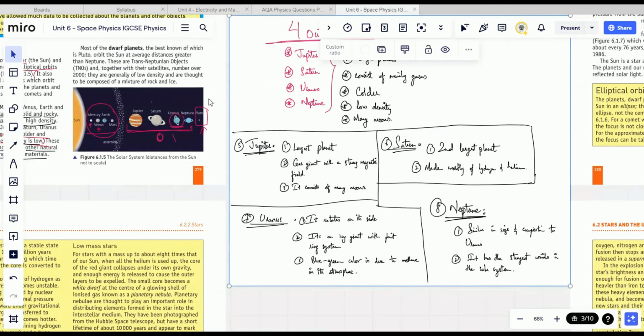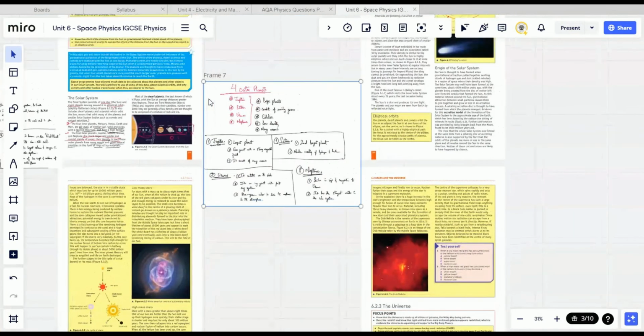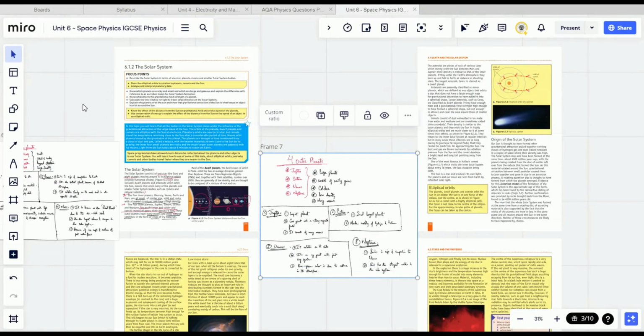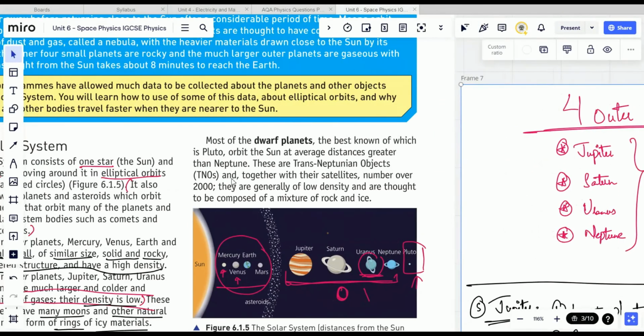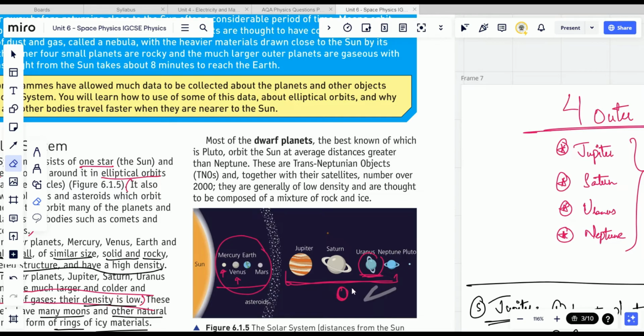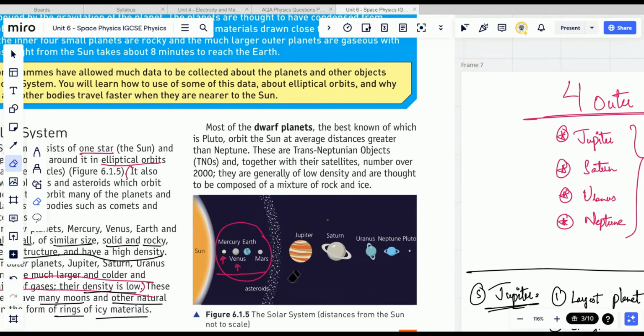Okay. Now that's pretty much about the planets. We have talked enough about the planets. Let's talk about this part, the dwarf ones. There are many other dwarf planets in our solar system which we don't talk about. But the most famous one is Pluto, because it was a part of our solar system first, but then we removed it from the planets list and named it a dwarf planet. Best known of which is Pluto, it orbits the sun at an average distance greater than Neptune, and that's it. This is what you need to just remember about this.